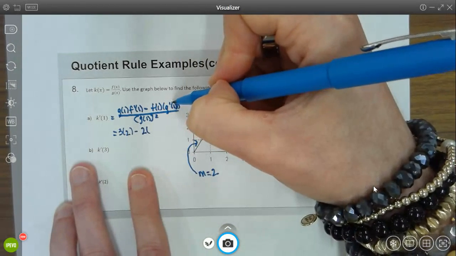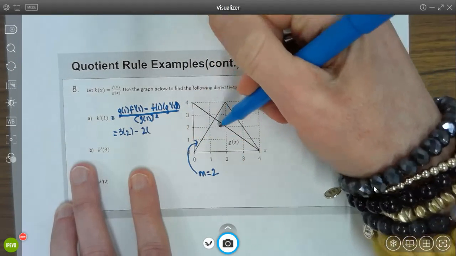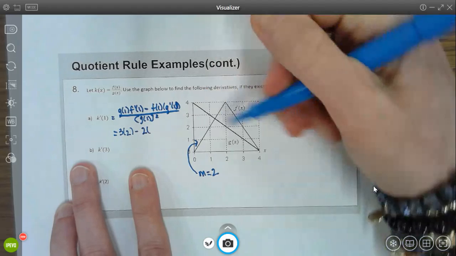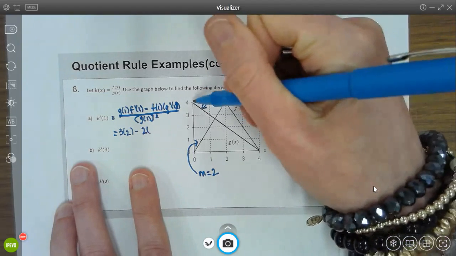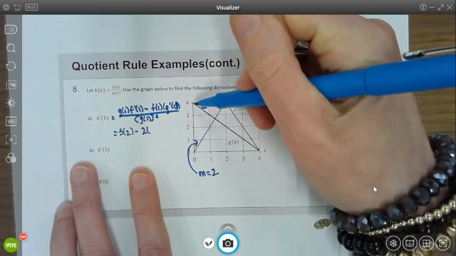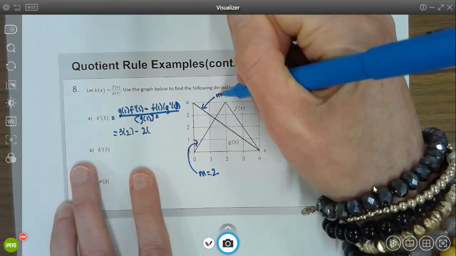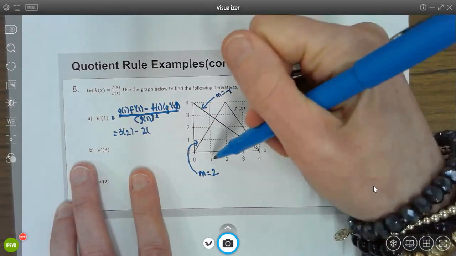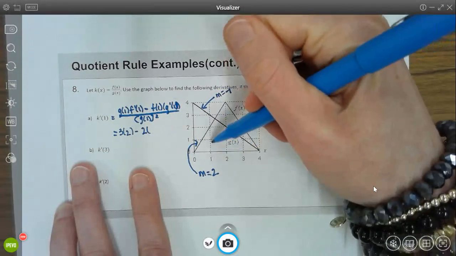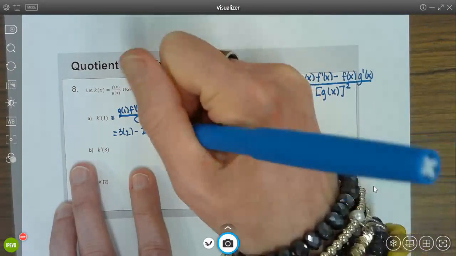G prime of 1, however, when I go to 1, is going to be the slope of this downward segment. So any point on this function for g, if I look at the slope, it's going down 1 over 1, down 1 over 1. Anybody on this one has a slope of -1. So when x is 1, g prime of 1 is going to be that slope of -1.